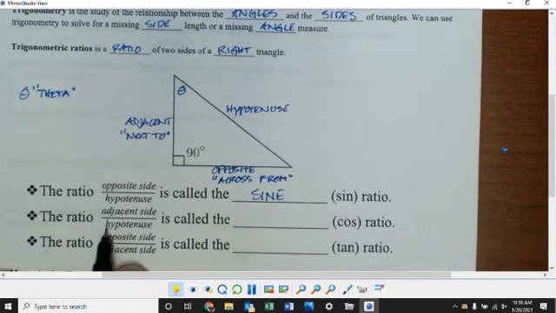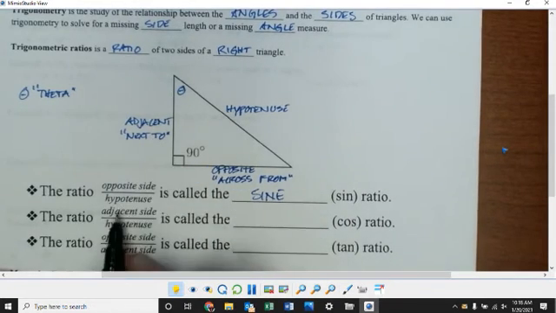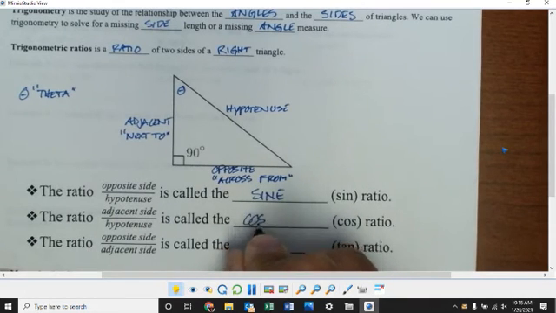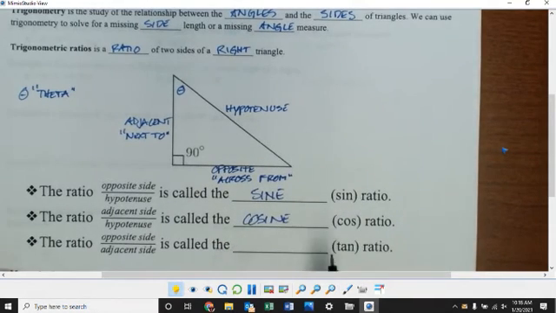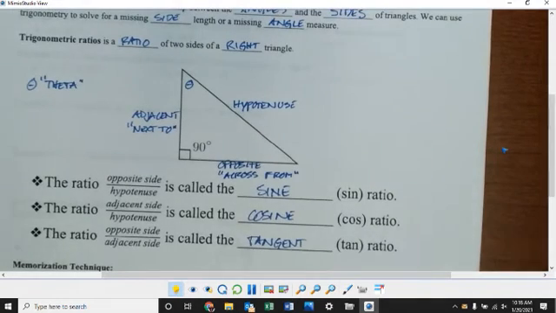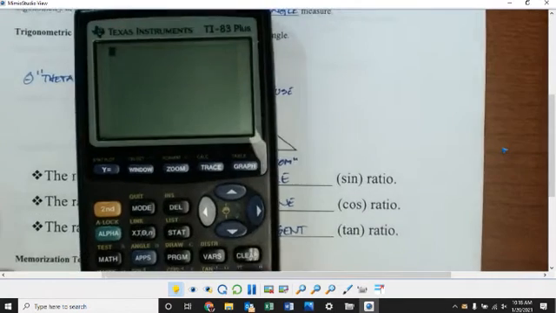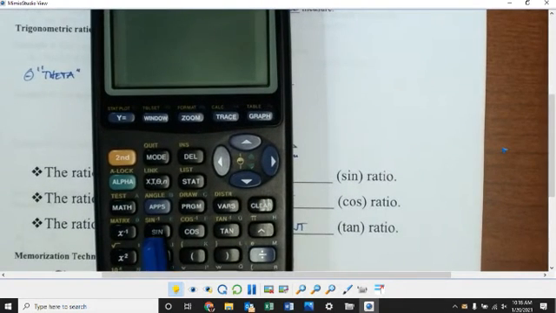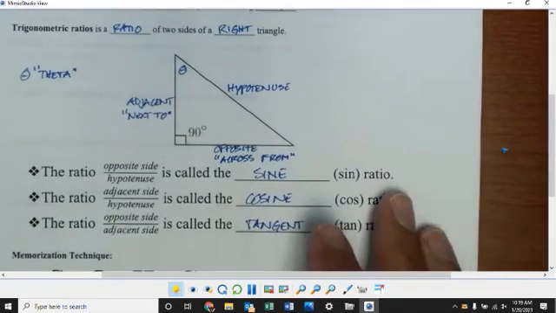If I do the adjacent over the hypotenuse, adjacent, remember, is next to, the adjacent over the hypotenuse is the cosine ratio. And cosine is abbreviated COS. And then the opposite side over the adjacent side is the tangent ratio. All right? You have these buttons on your calculator. So if I look at a standard TI calculator, right here across the middle, I've got sine, cosine, and tangent right across there. Those will calculate the ratios based on the given angle.